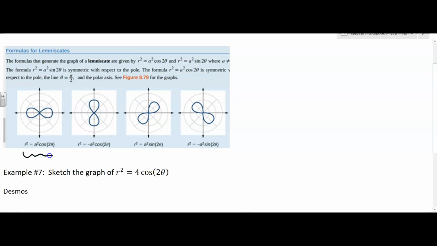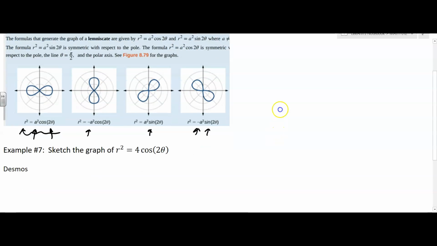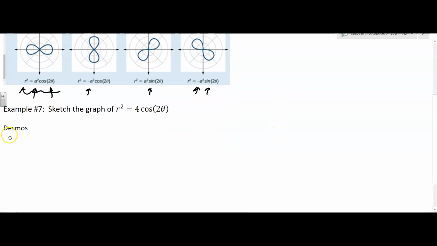You see you have an r squared and an a squared, and notice that it's 2 theta in parentheses. Then you have it for cosine, you have it where it's the opposite, and then you have it where it's sine, and then the opposite with the sine. Okay? So these are called lemniscates. I just want to talk a little bit about this symmetry, and then we'll go to Desmos.